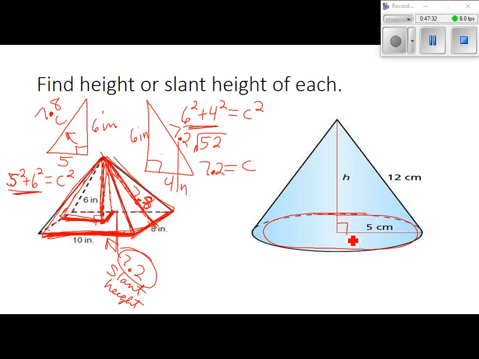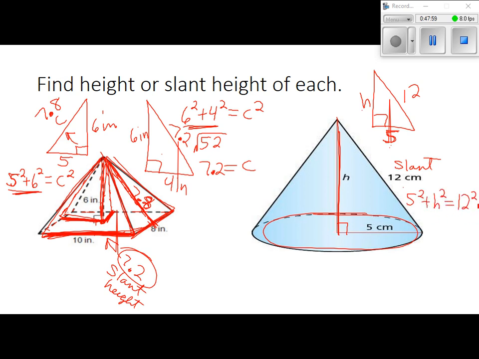So this time we know the slant height. We're trying to find the regular height, so you've got to be careful. So we have this, we're looking for that. We know this is 5, we know this is 12. So this time your formula, instead of knowing both legs, is now going to be 5 squared plus h squared equals 12 squared.